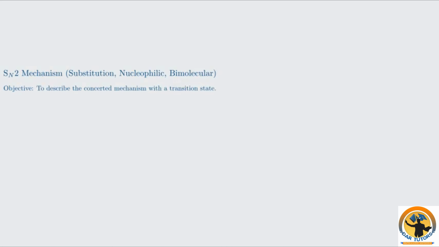Now let's consider the second mechanism. This mechanism provides an alternative pathway that bypasses the carbocation intermediate. This is the SN2 mechanism, a 1-step concerted process where bonds are broken and formed simultaneously. The learning objective is to be able to describe this mechanism, including the formation of a transition state. In an SN2 reaction, the nucleophile attacks the carbon atom from the opposite side of the leaving group. This is called backside attack, and it is crucial for proper orbital overlap.